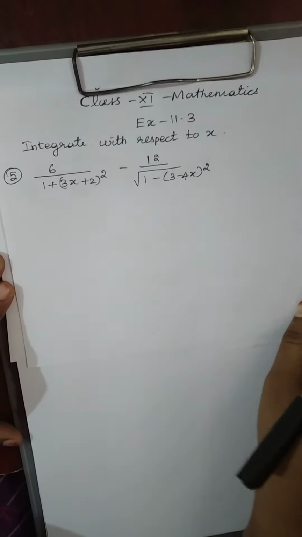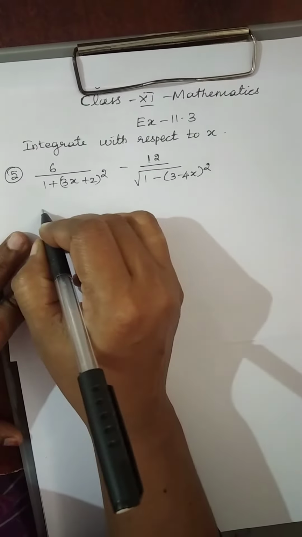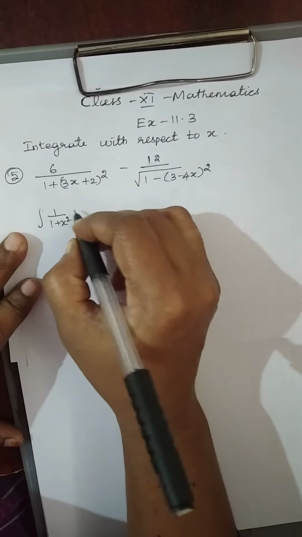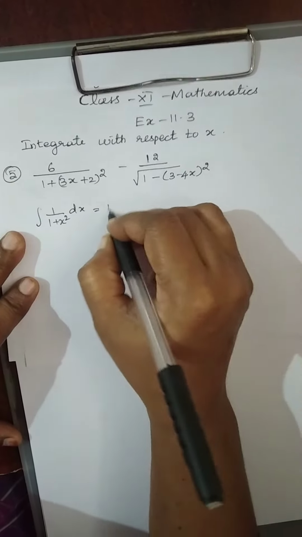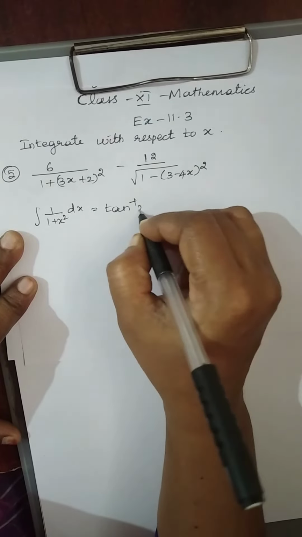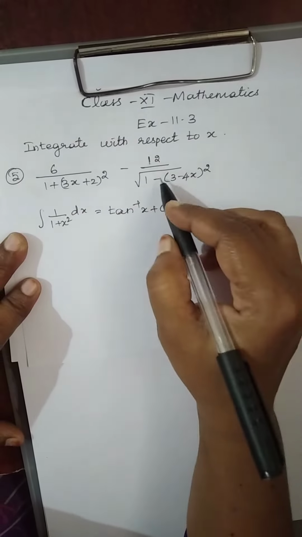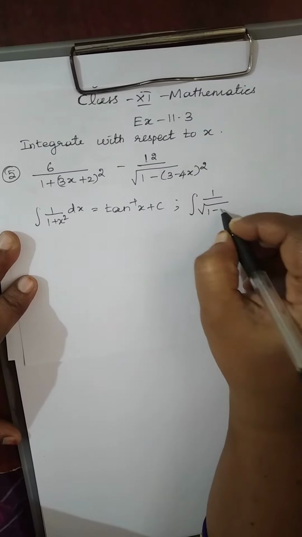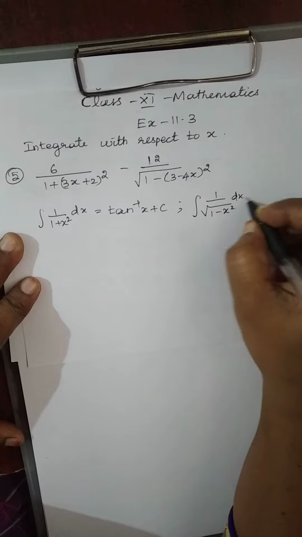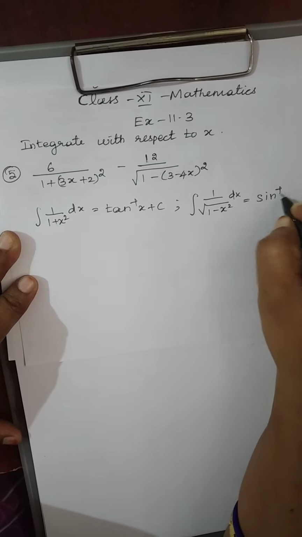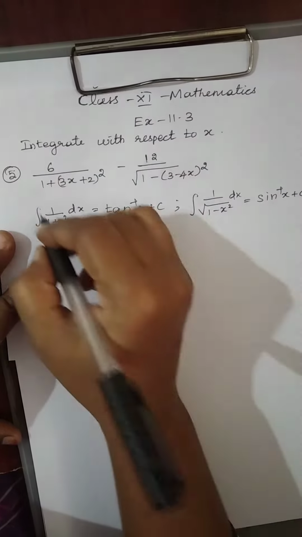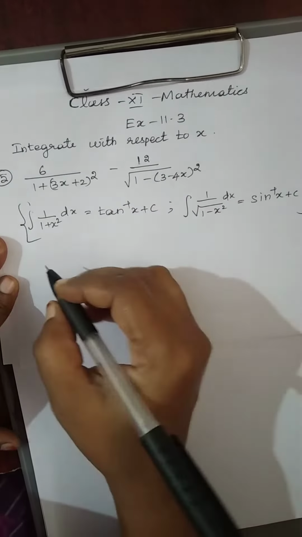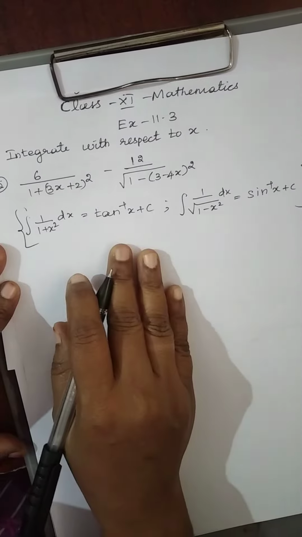So, for this, we can use the formula integral 1 by 1 plus x square into dx is equal to tan inverse of x plus c. As well as for this, we can use the formula integration 1 by root of 1 minus x square into dx is equal to sine inverse of x plus c. So, we can use these formulas in this sum. So, here we can apply the integration.